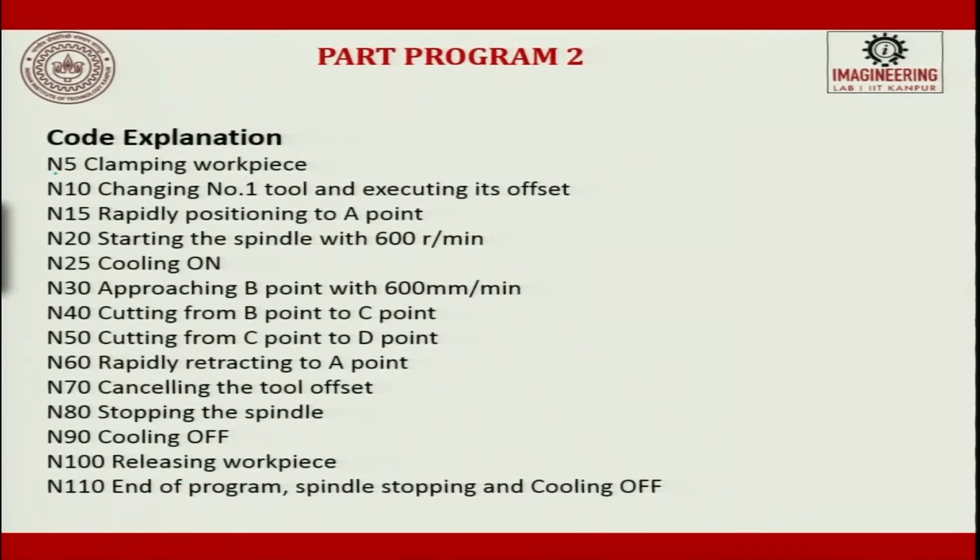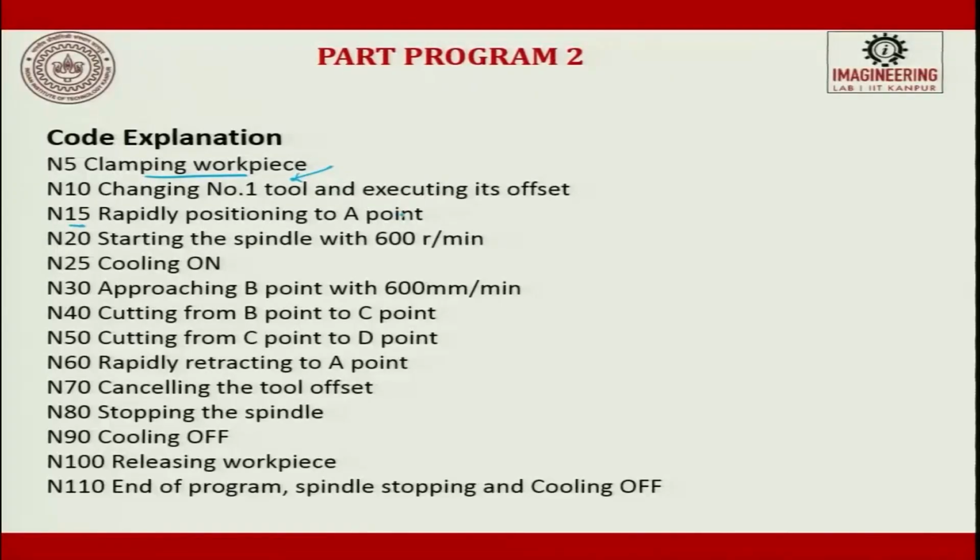N5 is clamping of the workpiece, then N10 is changing to number 1 tool and executing its offset, because whatever tool comes, you have to call the tool and then you have to apply all these offsets. Every tool will have a register, in that register you will record all the details relevant to it.